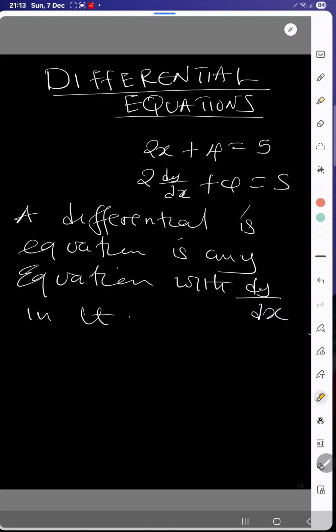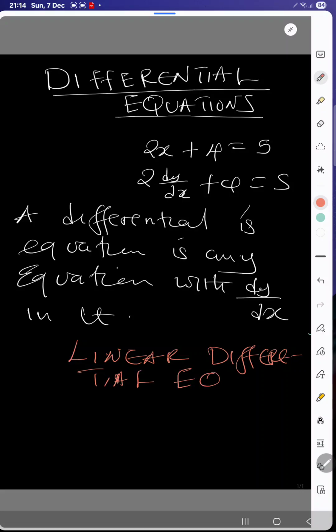Now there are so many types of differential equations that exist, but in this video we are only going to look at what we call linear differential equations. So that's what we're going to look at today. So what are these linear differential equations?